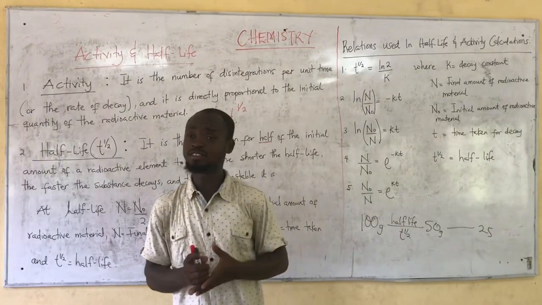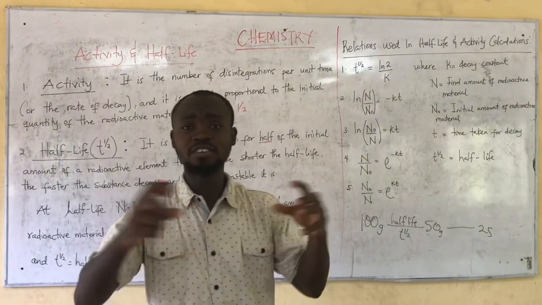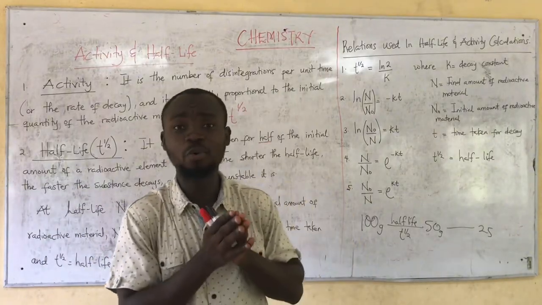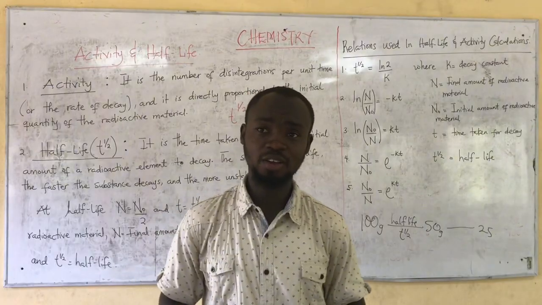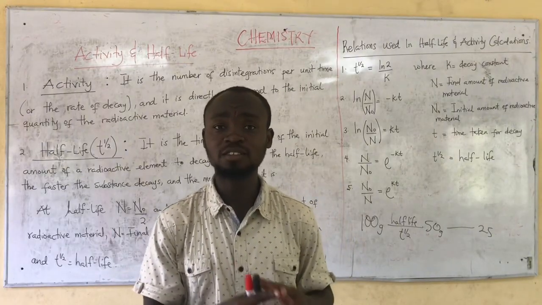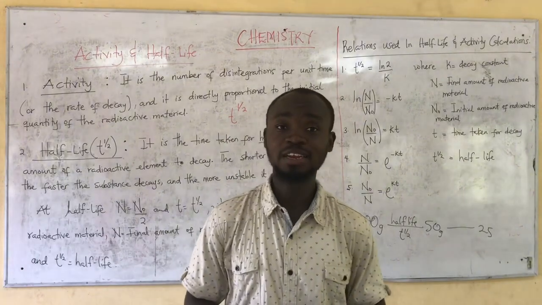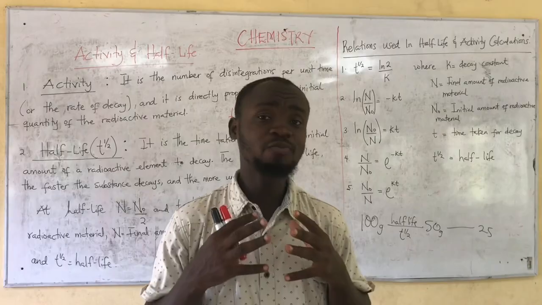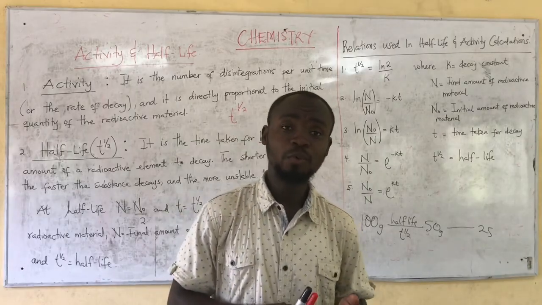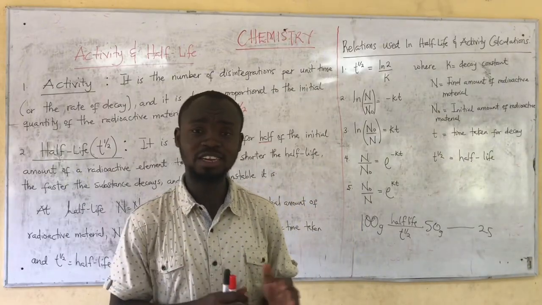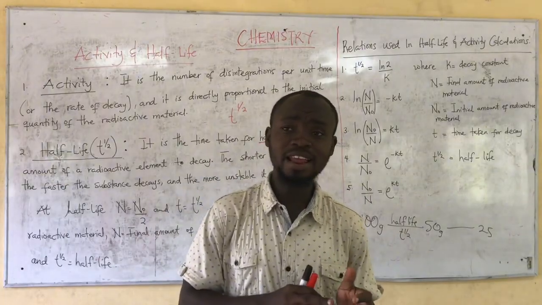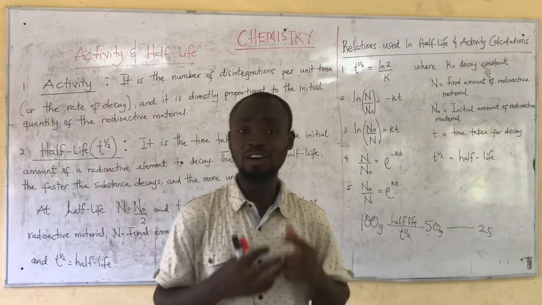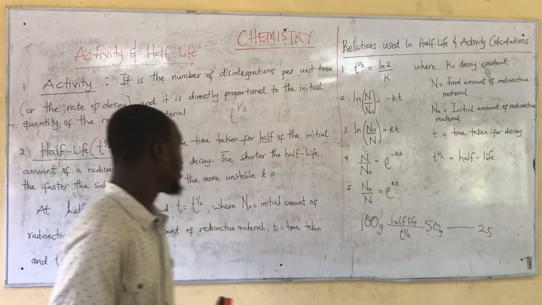So half-life is simply the time taken, or the duration, for a radioactive material to decay to half of its original amount. Half-life also forms part of the factors that affect the stability of a nuclide. One, we have the neutron to proton ratio, there is a lesson on that. Two, the binding energy per nucleon, there is also a lesson on that. And also we have half-life.